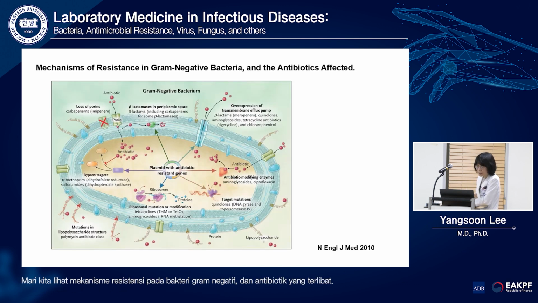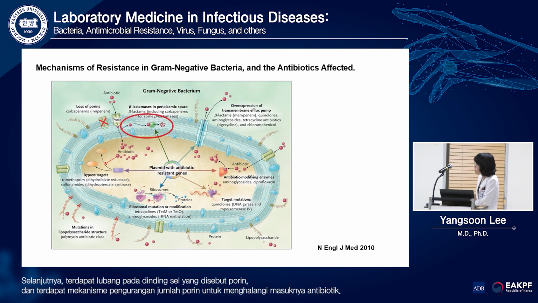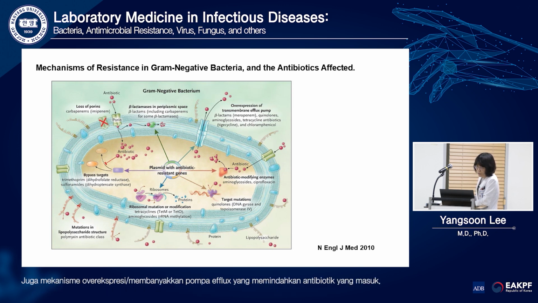Let's see the mechanisms of resistance in gram-negative bacteria and antibiotic effects. The resistance mechanism mentioned before was the mechanism by the enzyme beta-lactamase in the cell periplasmic space. There are several beta-lactamases. Furthermore, there is a hole in the cell wall called porin. There is a mechanism to reduce the number of porins to block antibiotics from entering. Also, an overexpression efflux pump mechanism removes incoming antibiotics.